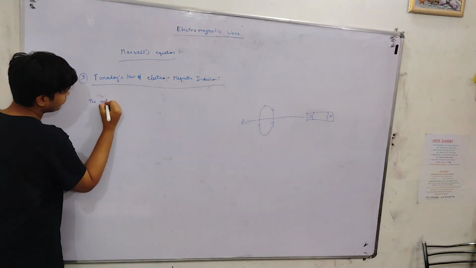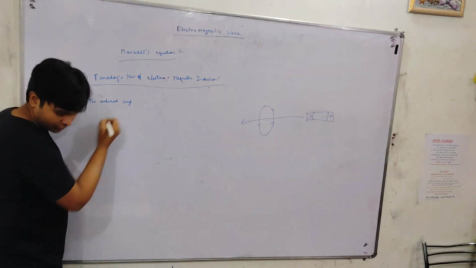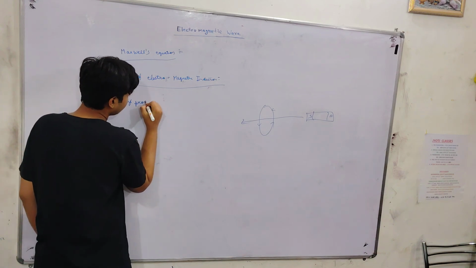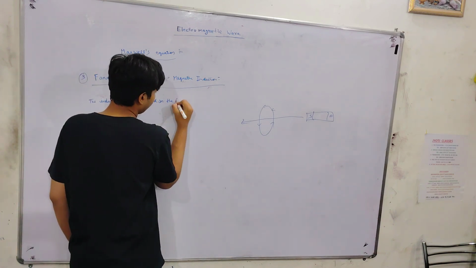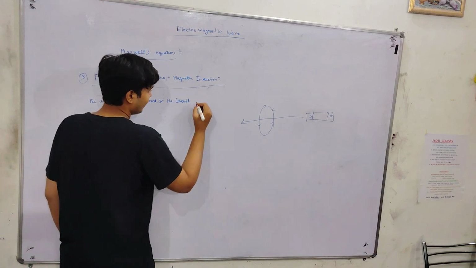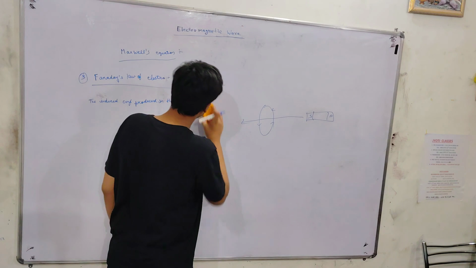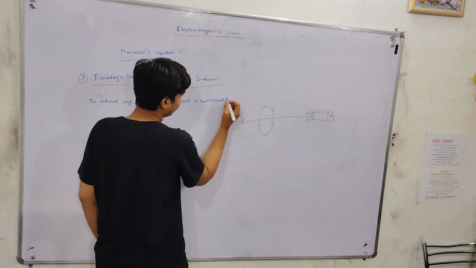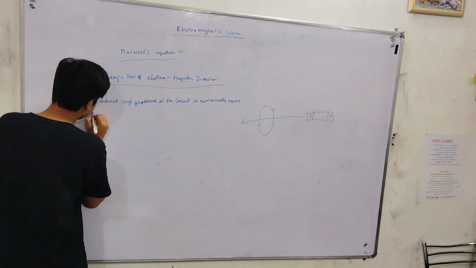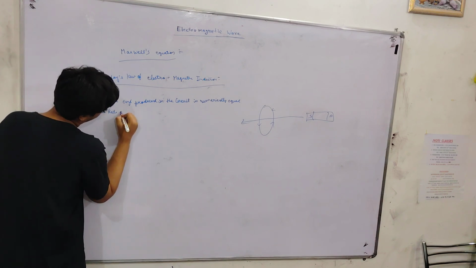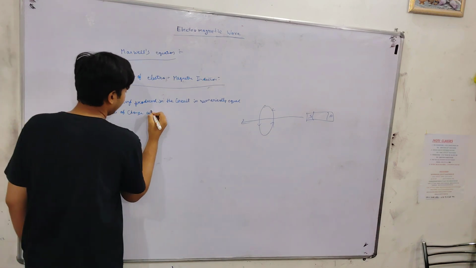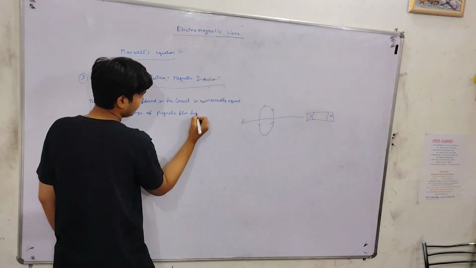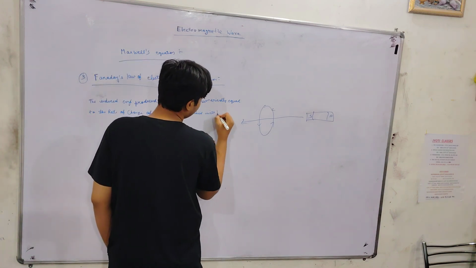The induced EMF produced in a circuit by the movement of the magnet is numerically equal to the rate of change of magnetic flux linked with the circuit.